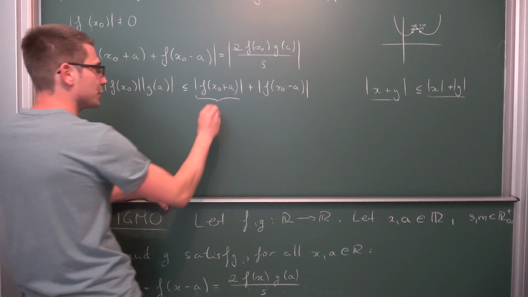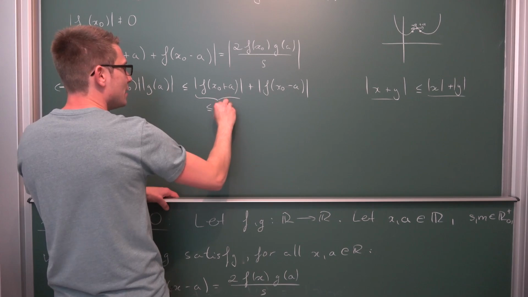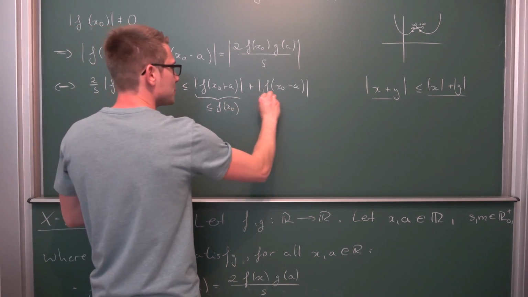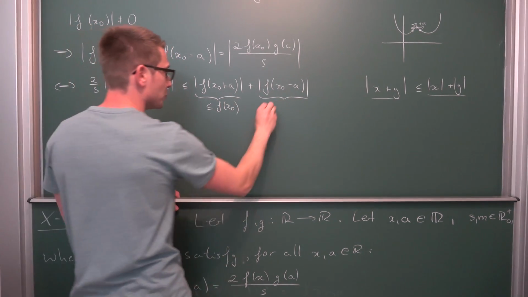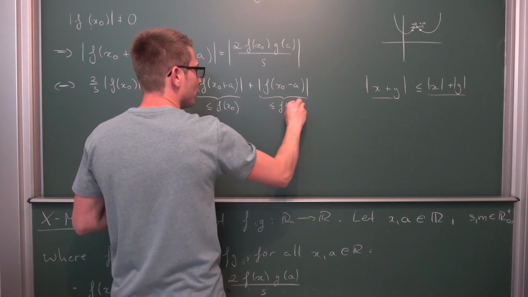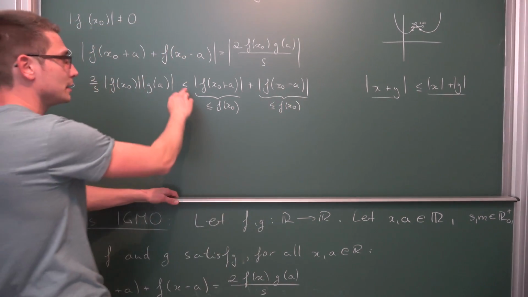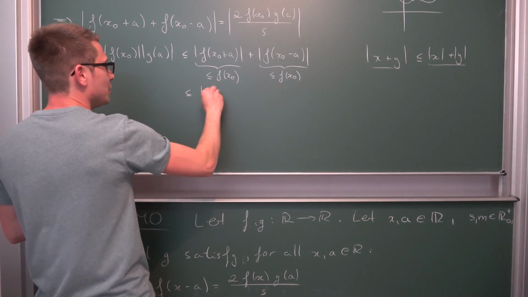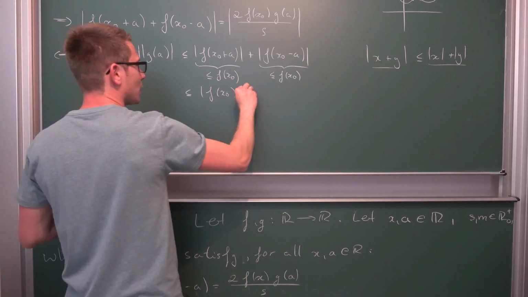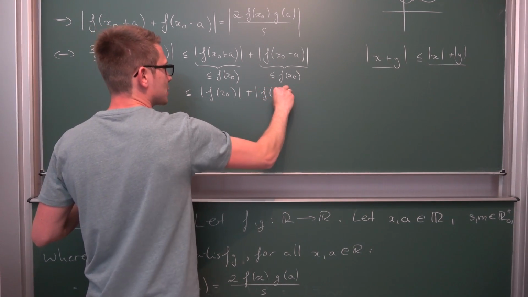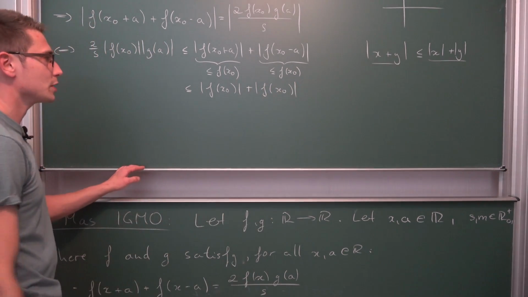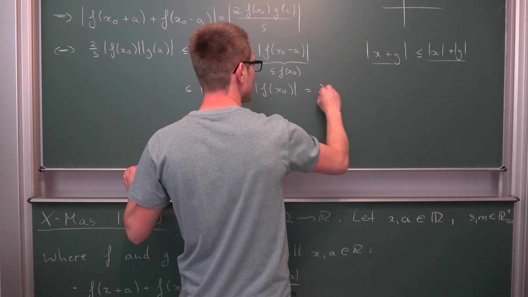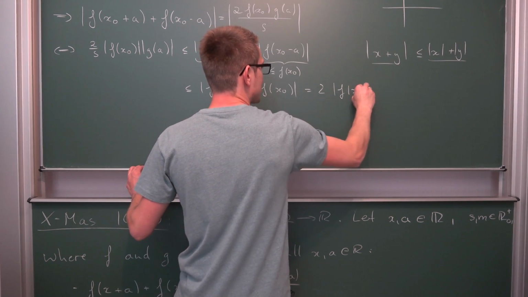Meaning, what we got here is actually less than f of x naught. This is where the maximum value comes in. Less or equal to f of x naught. And this right here is also less or equal to f of x naught. Meaning, this right hand side that we got right here is also less or equal to the absolute value of f of x naught plus the absolute value of f of x naught. Well, this is curious. I mean, this is just 2 times the absolute value of f of x naught.